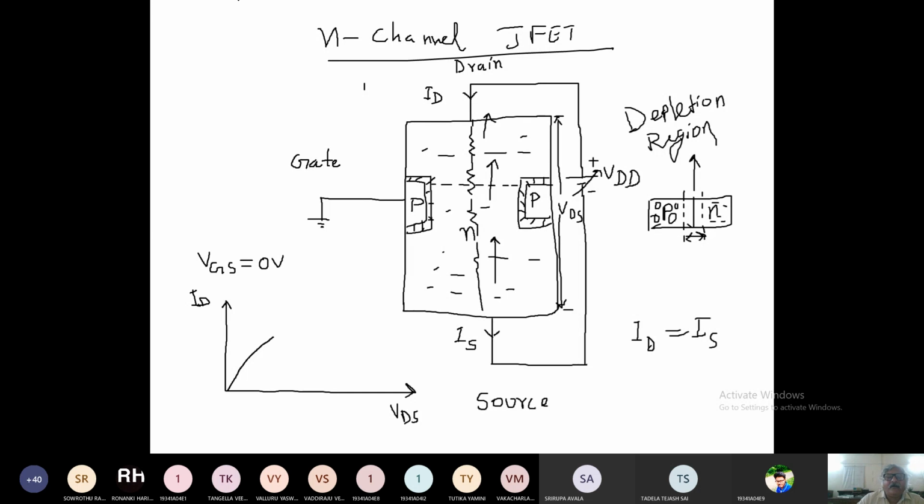But now you just see this PN junction diode. If you reverse bias this PN junction diode, then what happens to this depletion region? Will it increase or will it decrease?